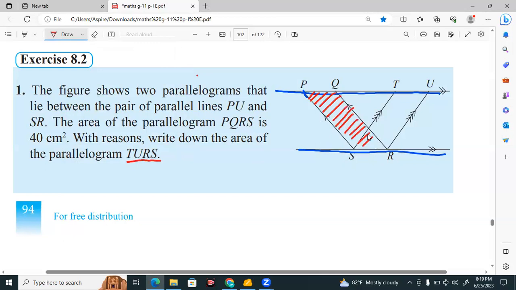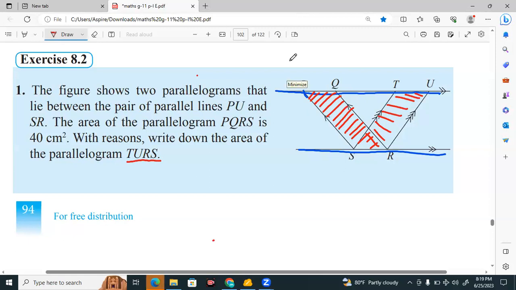In this case, what you have to do is identify the two parallelograms first. Then check whether they are between the same parallel straight lines and are on the same base. If so, their areas are equal. If so, tell me what the answer is.